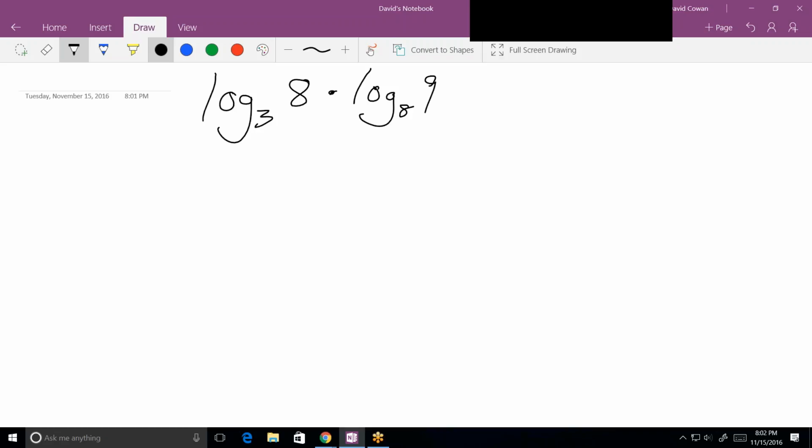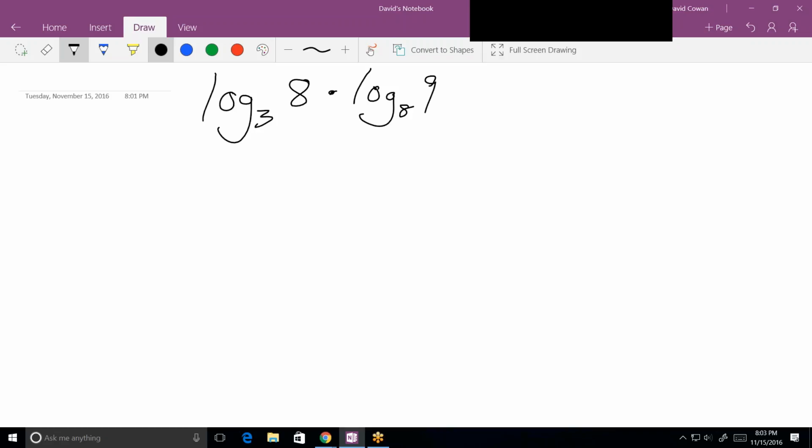Well, there's a problem here, and that is the bases are different. Are you sure it's log base 3 in the first one and log base 8 in the second one? Yes, I am. Okay. Well, are you familiar with the change of base formula? I'm pretty sure we did this in class, but I do not remember.